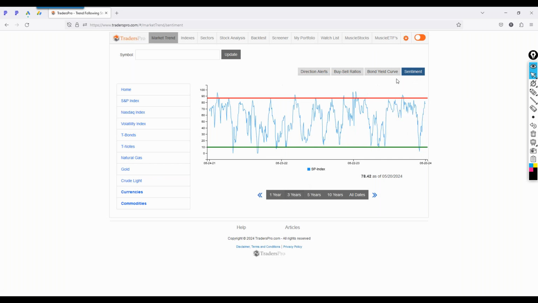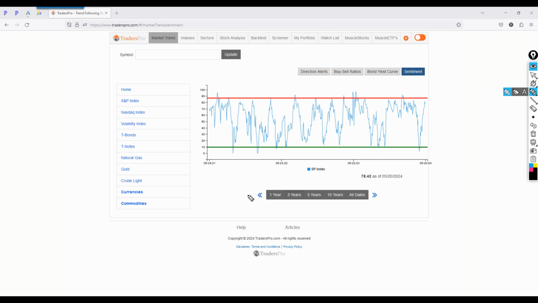This is the sentiment chart on the 3-year time frame, S&P 500. I wanted to go over this perspective to help us. We'll go back through directional alerts and buy sell ratio and a couple of the others, but just to help provide a little bit of context of the current market trend.